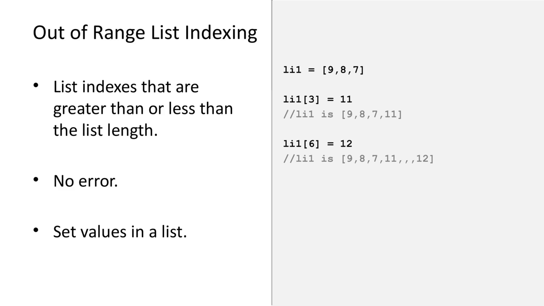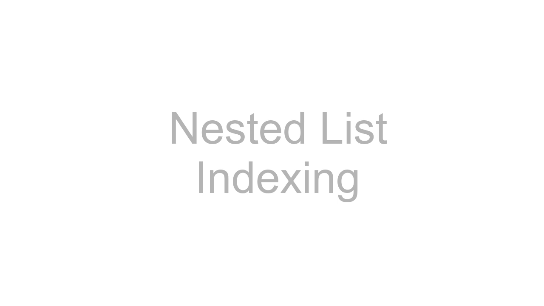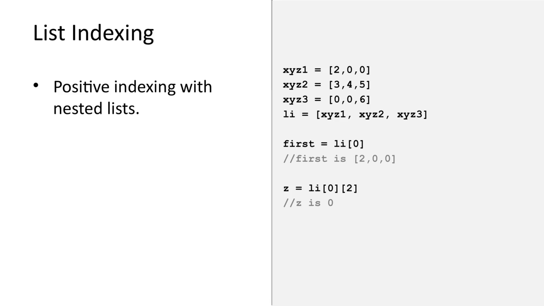Now let's look at nested list indexing. Lists can be nested inside one another. In the example, we can see that three coordinates are created, each a list of three numbers. A list of three coordinates is then created. This results in a nested list structure.